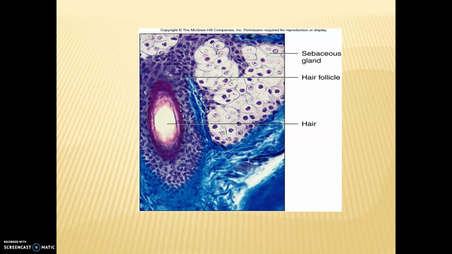What we can see is that we have a hair follicle here, and we have our sebaceous gland right next to it.